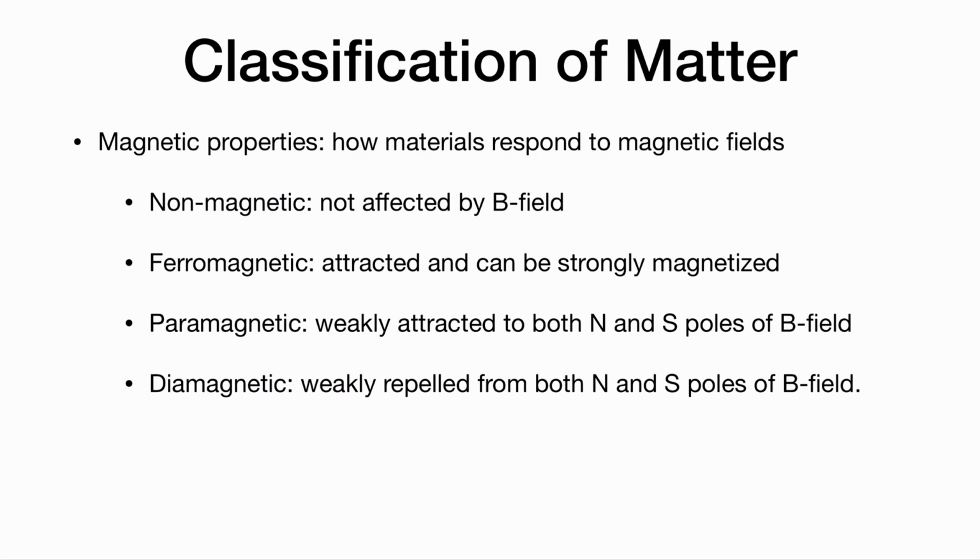And then you get the ones that are diamagnetic. These are the ones that are weakly repelled. Again, these typically are alloys. They're repelled by both sides of the magnetic field, either the North Pole or the South Pole. So that's one way we could classify matter.